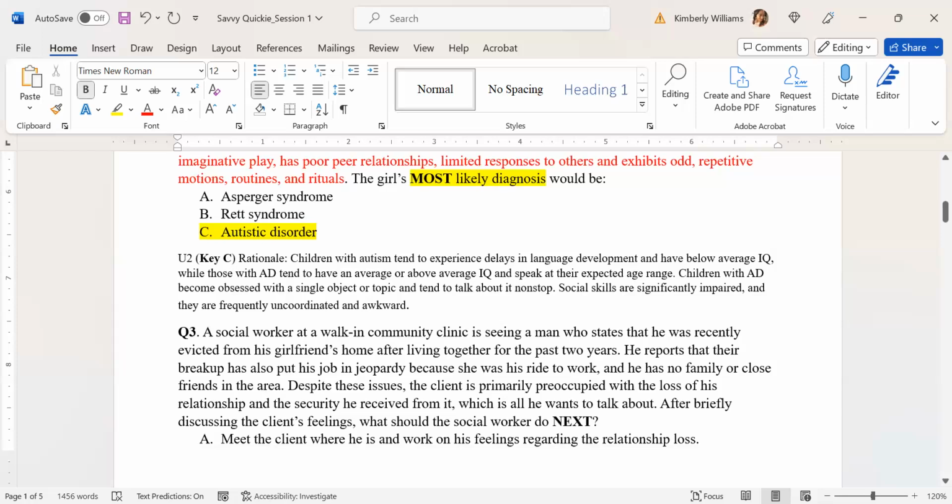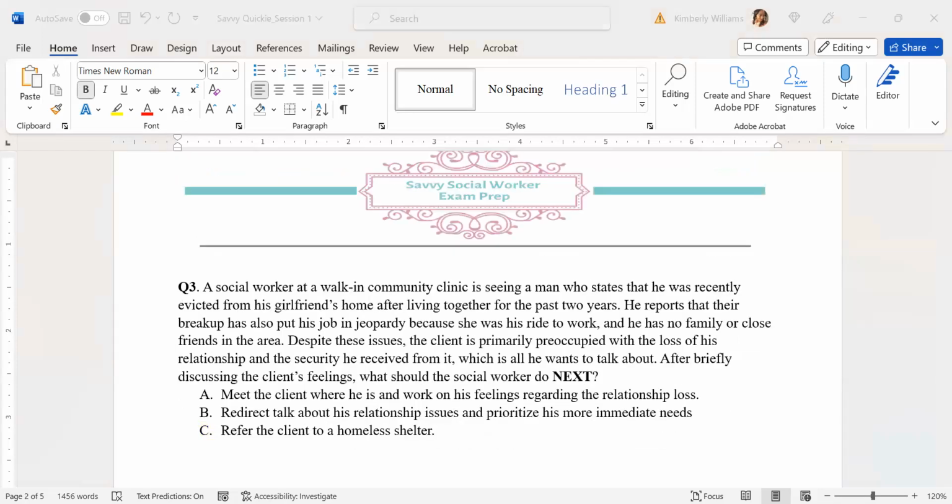All right, and as y'all can see, we're doing a lot of the 3 answer choice questions because they're popping up all over the exam too. I'm going to have some 4s as well, but they're definitely increasing on the exams.